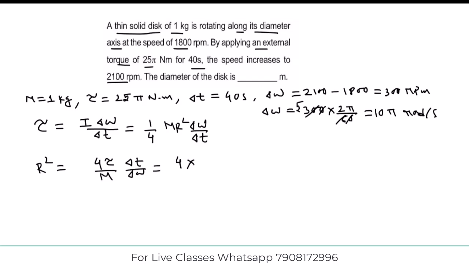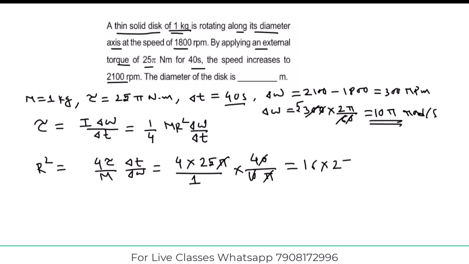So, 4 into tau, torque is 25 pi, divided by m, which is 1 kg, into delta t, the time interval, which is 40 seconds, divided by delta omega, the change in angular velocity, which is 10 pi radian per second. So, pi cancels, a 10 cancels, this is 4 into 4, that is 16 into 25. So, r square is 16 into 25, r is root of 16 into 25, that is 4 into 5, that is 20. So, the radius of the disk is 20 meter.